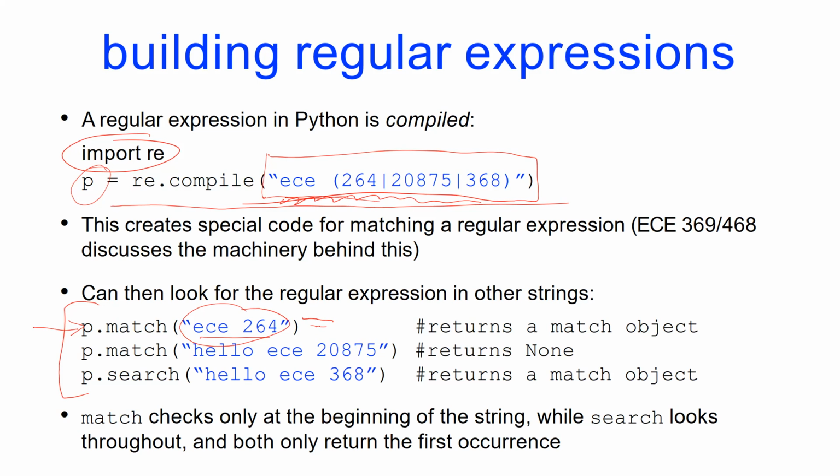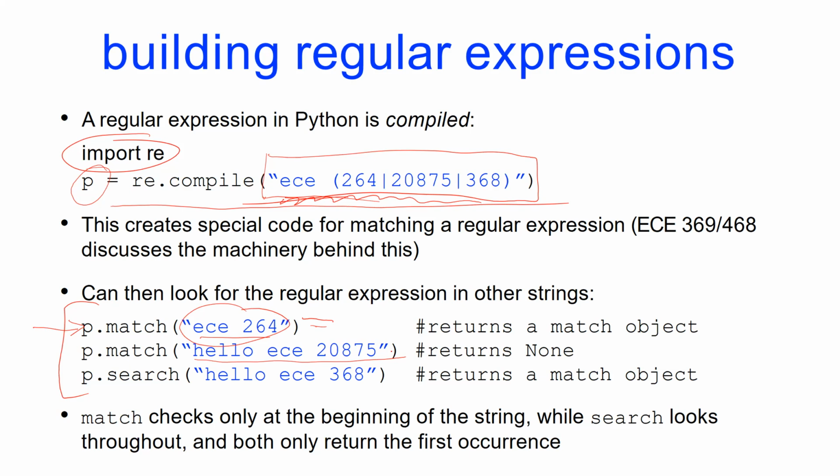So then the second example is very interesting. I give you "hello ECE 264", but when I call match, it returns None. Why? Because we put this example here to remind you the difference between match and search.